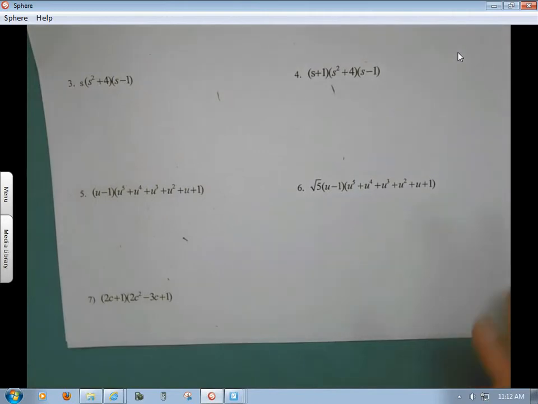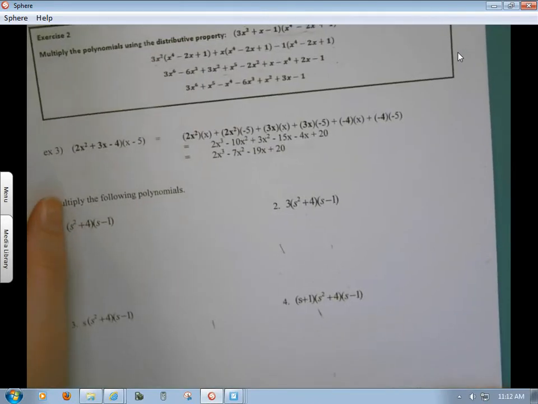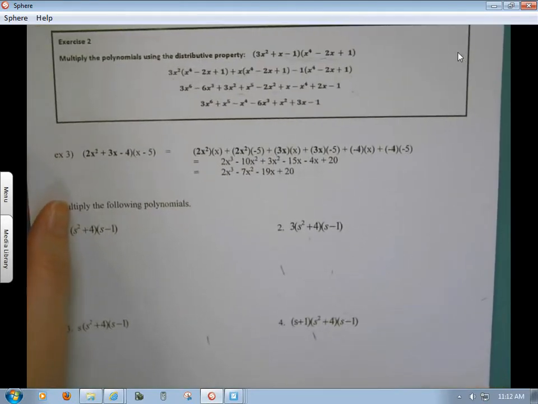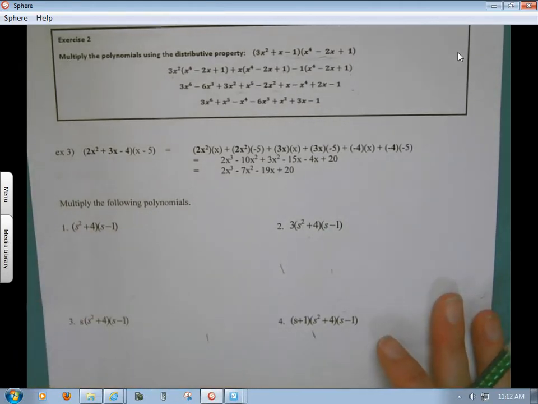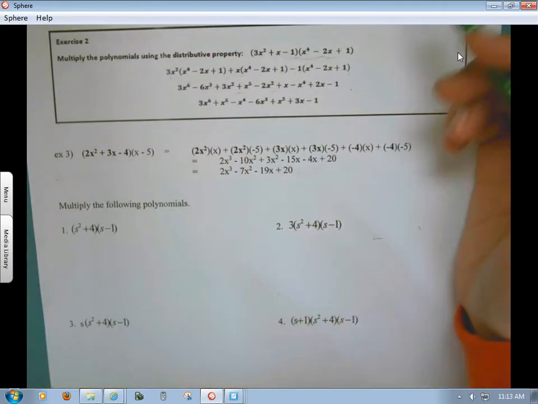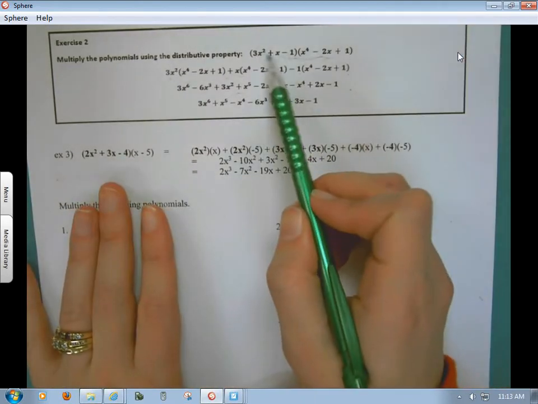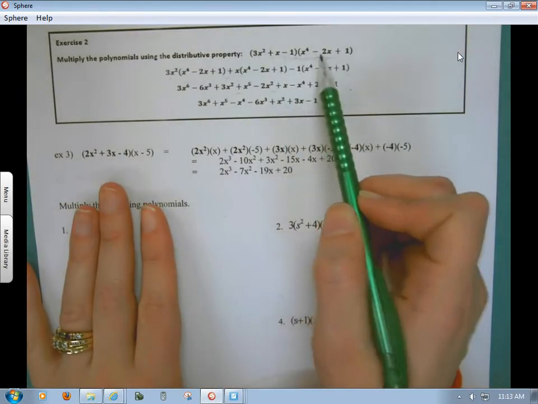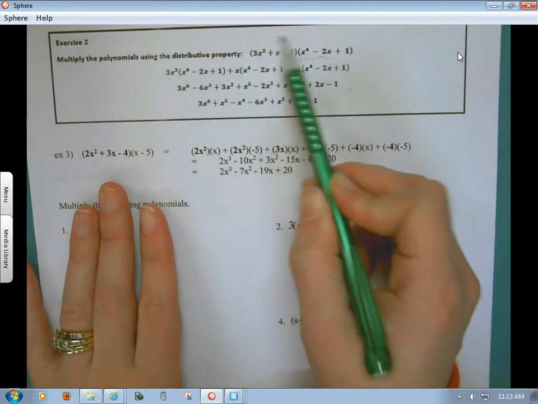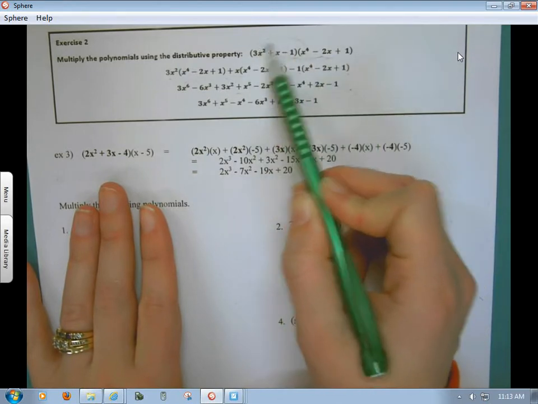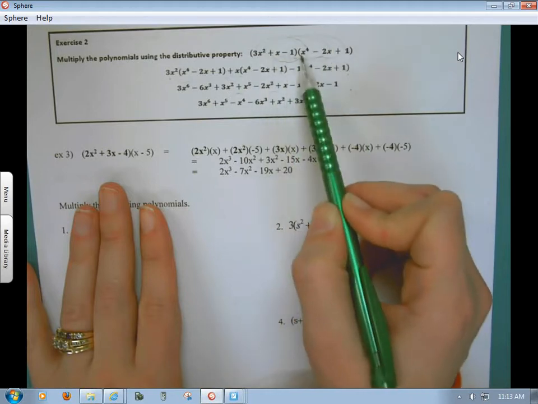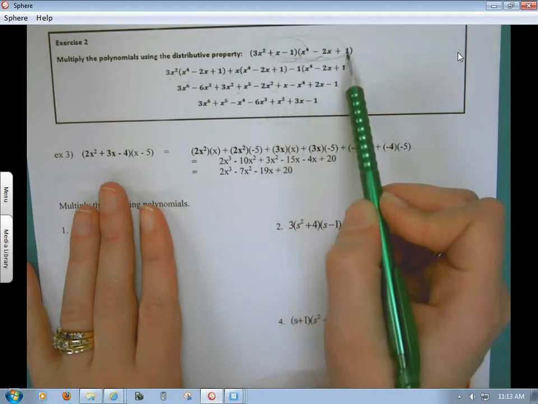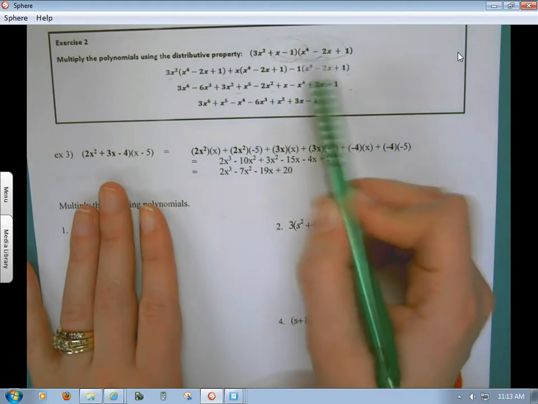Another way we can do this is by distribution. So this looks real complicated, and again, I'm going to make it simpler for you. What they're doing is they're taking every term of this trinomial and multiplying it by every term of this trinomial. So it's 3x times this. Sorry, 3x squared times this. 3x squared times this. 3x squared times this. Then x times this. Then x times this. Then x times this. Negative 1 times this. Negative 1. Okay, so on and so forth.